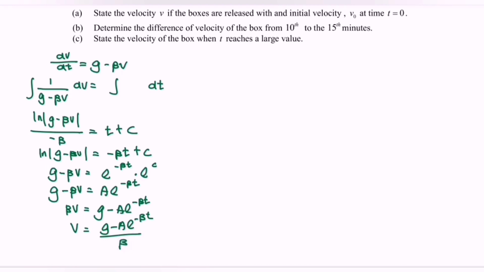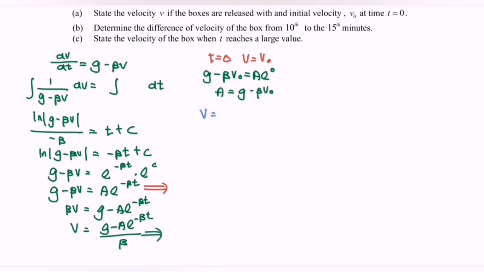So kindly refer to the part that mentions that when t equals 0, v will be v0. So kindly make use of this. If we substitute t equals 0 and v equals v naught, kindly find the value of a. So here we have g minus beta v naught equals a exponent 0. So a is equal to g minus beta multiplied by v naught. So kindly substitute into this part.